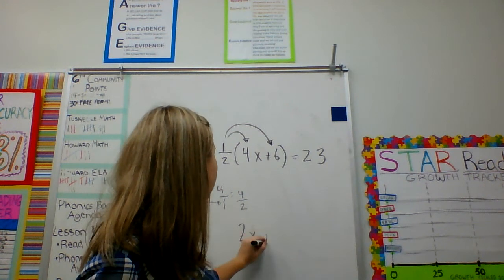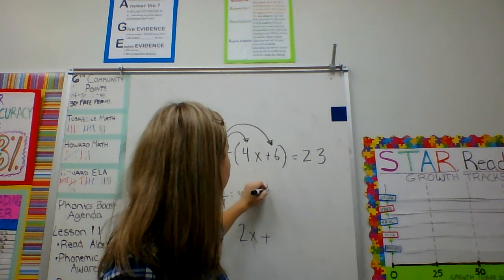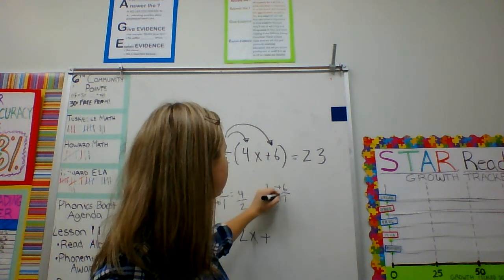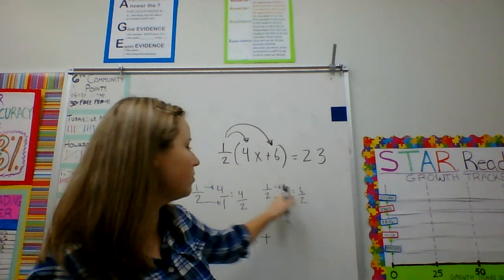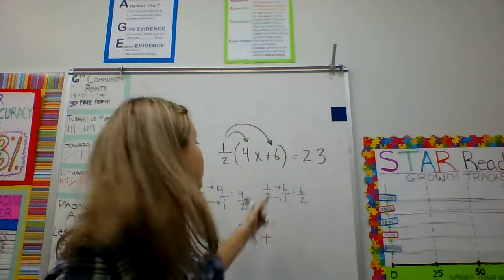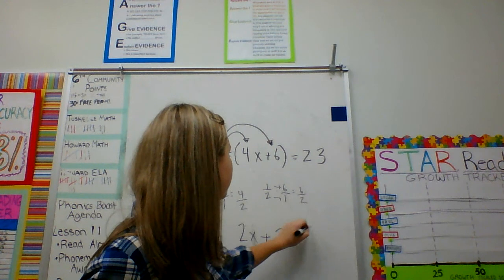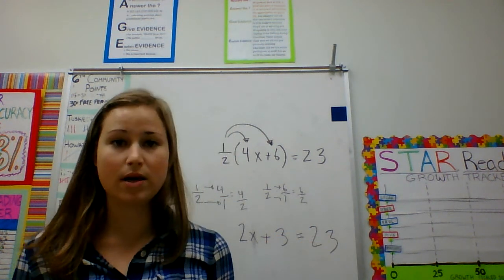So we've got 2x plus, and then 1/2 times 6 over 1. The same thing as 6 over 2, right? Multiplying fractions, we just multiply our numerators and our denominators. 6 divided by 2 is 3. Bring down our equal sign is equal to 23.